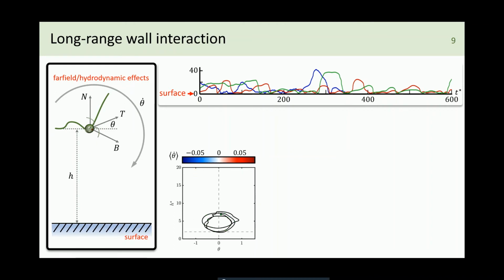We can characterize this orbiting behavior by representing the pitching rate in this phase space, and here we clearly see that at small distances from the wall, the pitching rate is positive, corresponding to those red values here, which means that the cell is turning away from the surface and is repelled. While at larger distances, we can see that the pitching rate is negative, and this corresponds to a cell turning back towards the surface. This effect persists at quite some distance from the wall, corresponding to 10 to 20 cell diameters, or 100 to 200 microns.